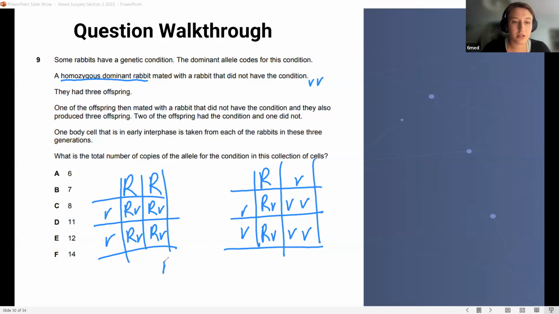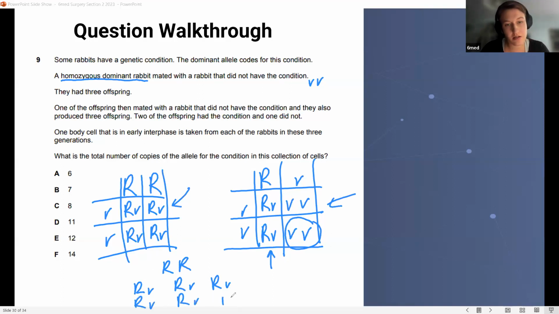So we've got one rabbit with RR, and then we've got the three offspring of this generation. So they are homozygous. So we're up to 5 copies of the allele, and then 3 offspring from this generation. And they've said 2 have the condition. So 2 are heterozygous, 1 doesn't. So 1 is homozygous recessive. So we'd have this here. You can see that in total, we have 7 copies of the dominant allele.